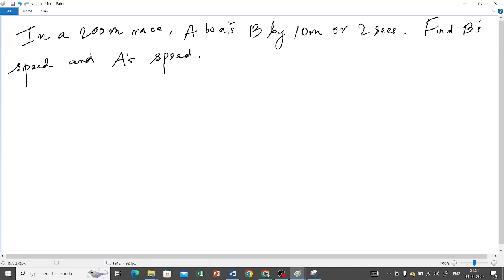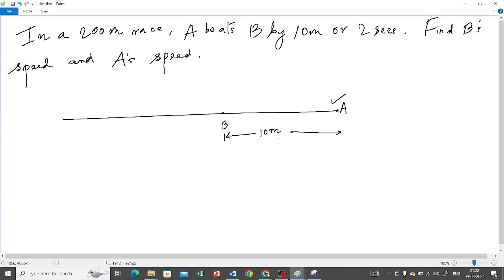Okay, in a 200-meter race, A beats B by 10 meter or 2 seconds. So if you visualize this, if B is over here, A is at the finishing line. What is this distance? 10 meter, right? And A is ahead of B. This is the distance between A and B, 10 meter, and beats by 2 seconds. So beats by 2 seconds means that B is going to reach his finishing point 2 seconds after A has reached, right? That is the meaning. Is it, yes or no?